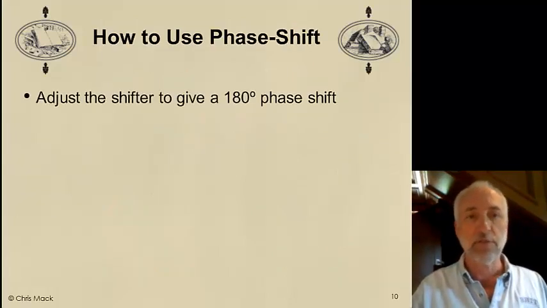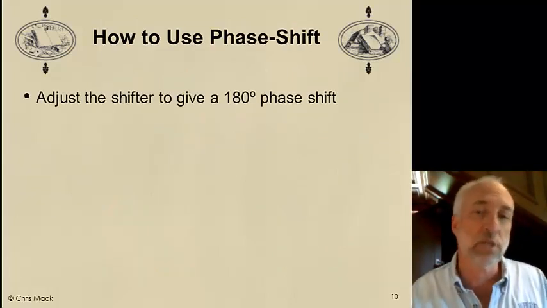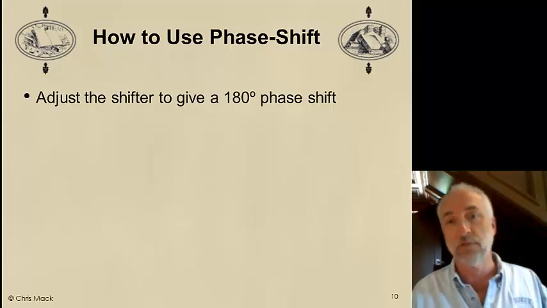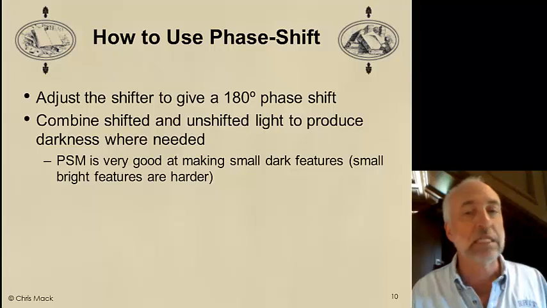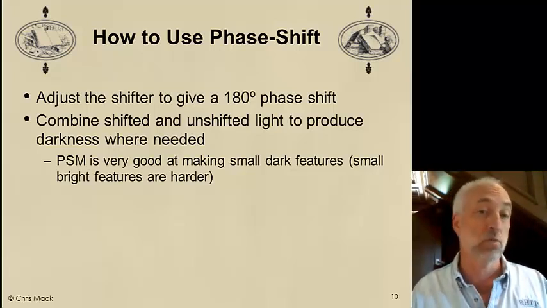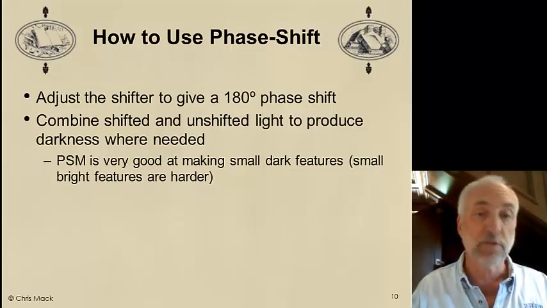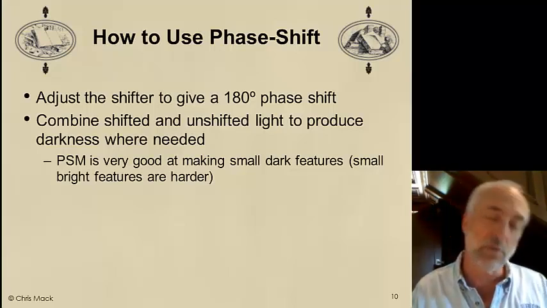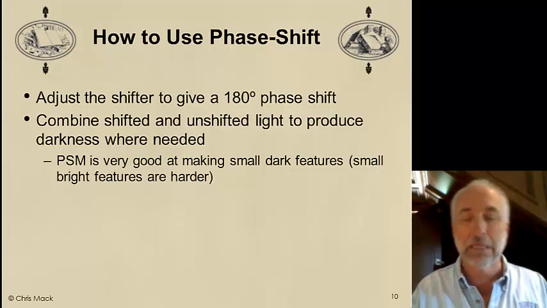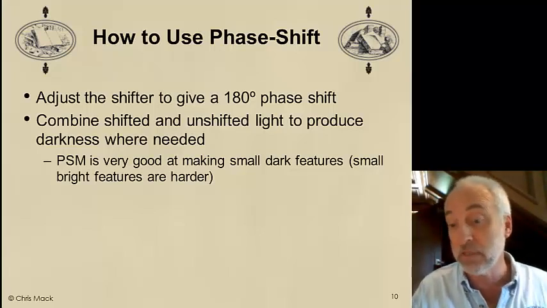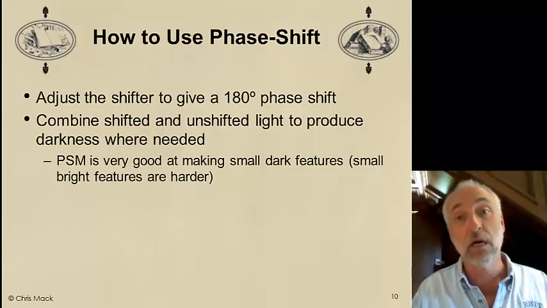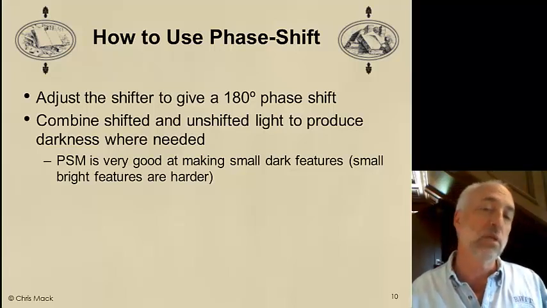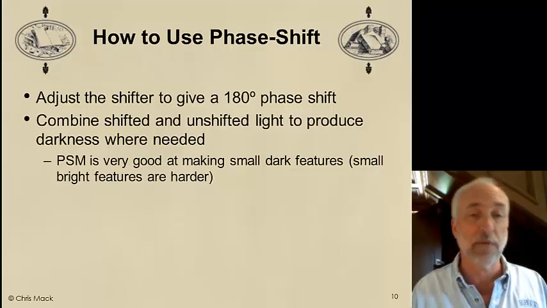So how do we use the phase shift? We adjust the shifter to give us a 180 degree phase. That means we adjust the thickness of that shifter. And then we combine shifted and unshifted light to produce darkness where we need it. Phase shifting masks are very good at creating small dark features, and that's what we use it for. Small bright features are much harder. Contact holes are small bright features, and it's very hard to use phase shifting masks to improve the imaging of contact holes, but to improve the imaging of lines, we can do that.